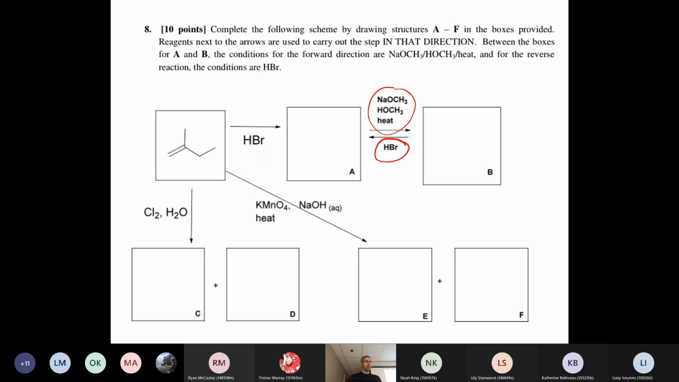HBr would protonate, make a tertiary carbocation, the nucleophile would attack, and you would get a molecule that looks like this. Bromine addition goes to the more substituted side. And what would happen to that molecule then if you treated it with sodium small alkoxide?